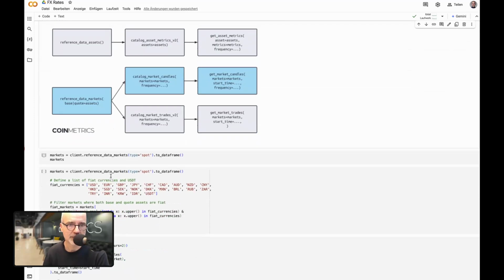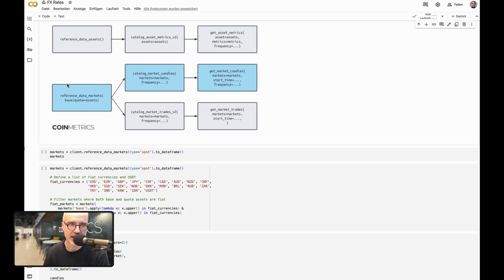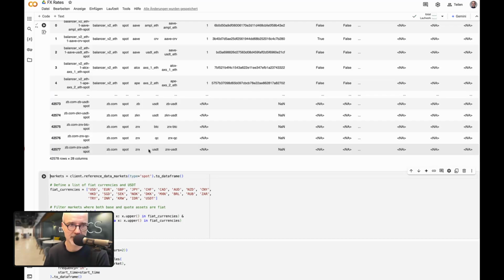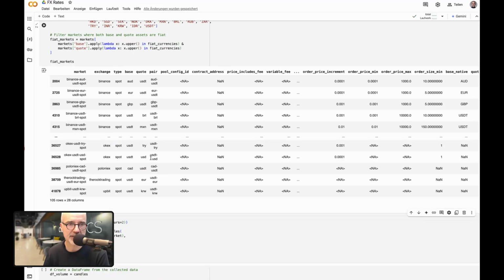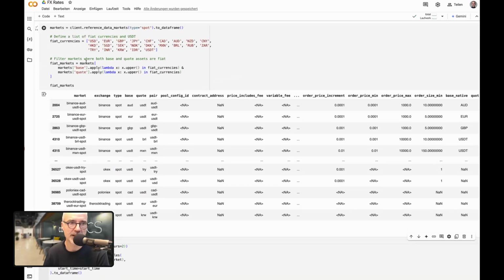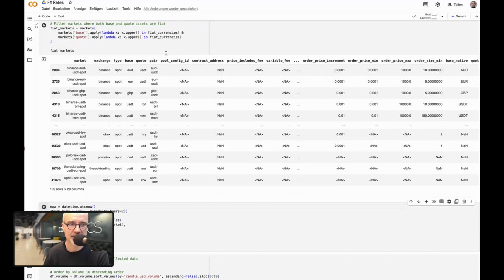As always, I have saved my API key in a secret here so that I don't reveal it in the video. And as almost always, the first step I do is I use the reference data markets to obtain all spot markets and then pick the ones that I'm interested in today, which is combinations of fiat currencies. So where both the base currency and the quote currency are one currency from this list.